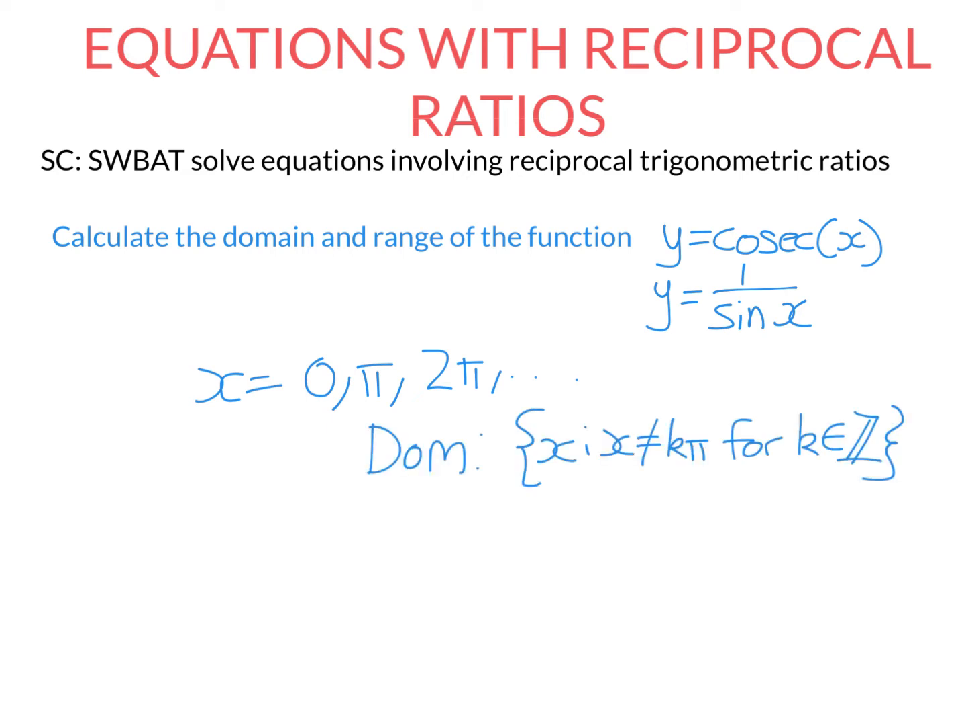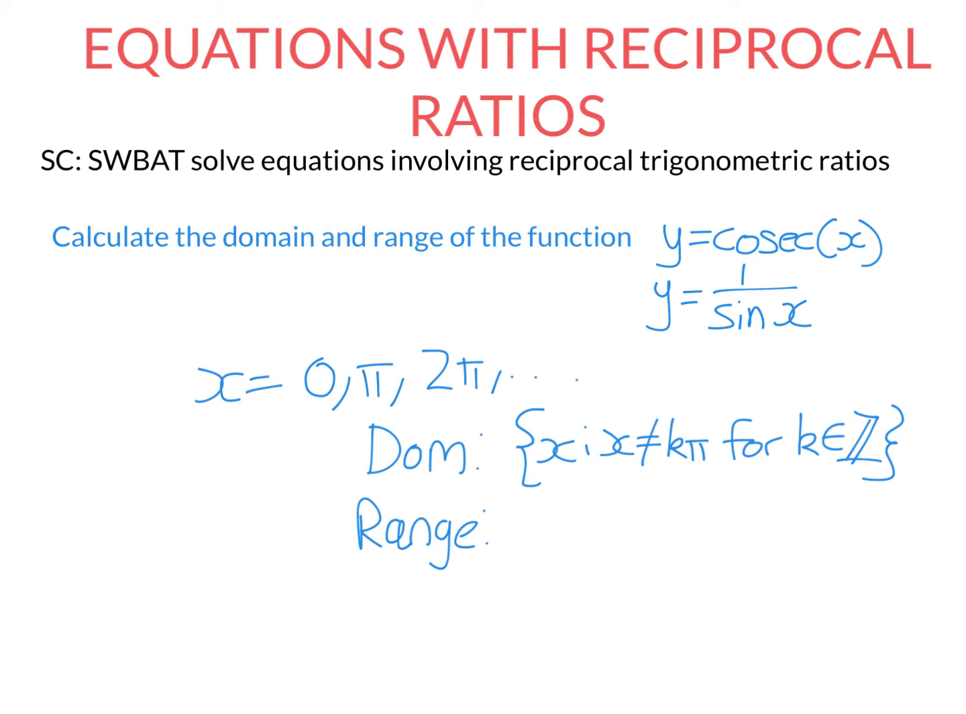So we write the domain as a set, the set of x values such that x is not equal to k pi where k is an integer. So that just says x can take any value except 0, pi, 2 pi, 3 pi, 4 pi, negative 2 pi, and so on. So we write the domain in set notation. We can't really use interval notation because there are infinitely many values we'd have to exclude. So that is the domain. x can take any value except an integer multiple of pi.